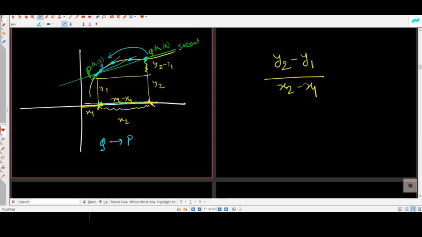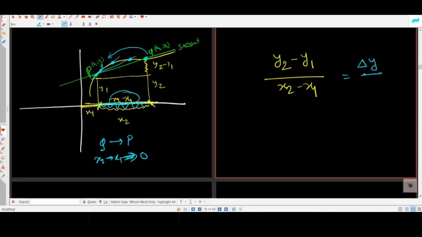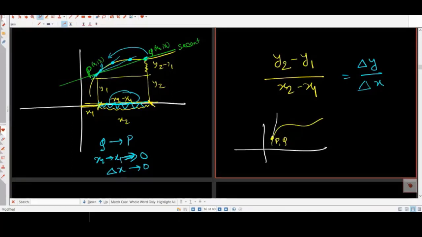At that time, the distance that we have, x2 negative x1, will tend to 0. That means, let's say, y2 negative y1 is delta y, denoting the small change of y, and x2 negative x1, in short, let's say it is delta x, a small change in x. In that case, delta x will be approaching 0 whenever Q is approaching P. At a certain time, Q point and P point will coincide. At that time, the secant line that we had previously will be the tangent line.